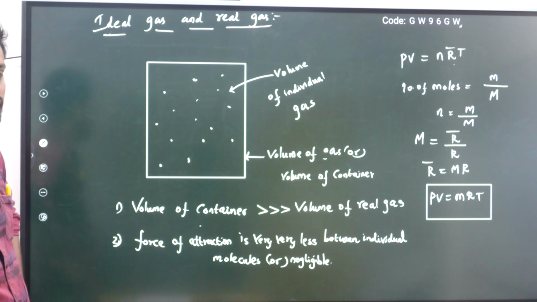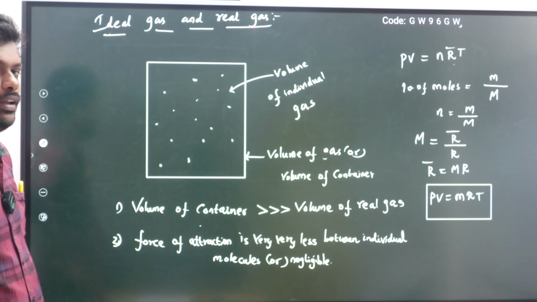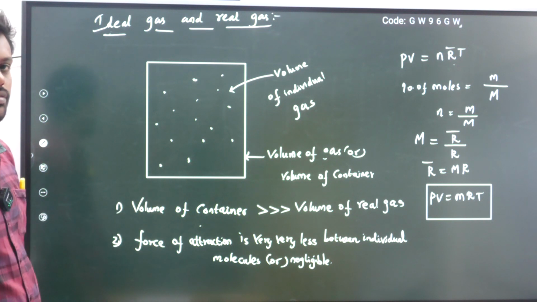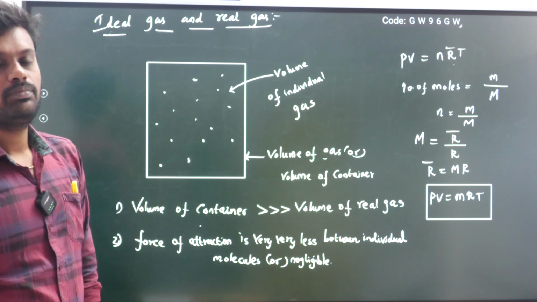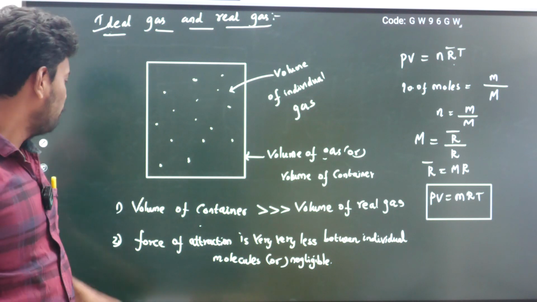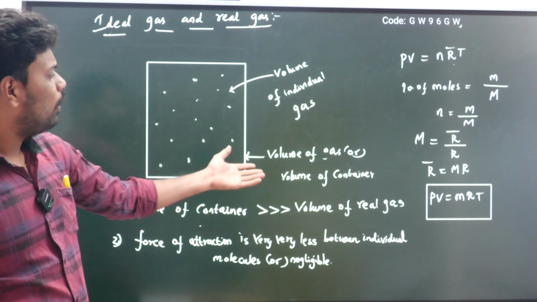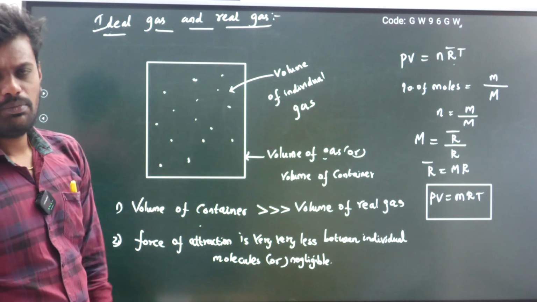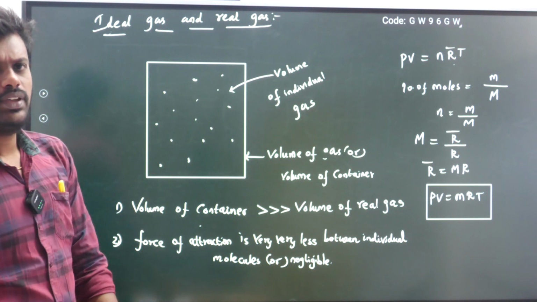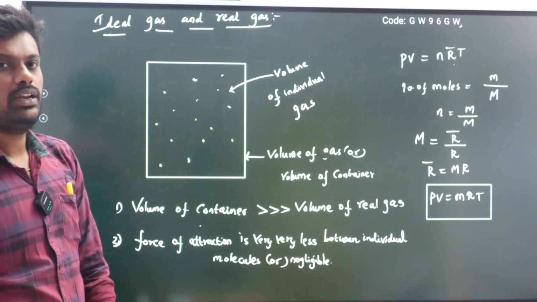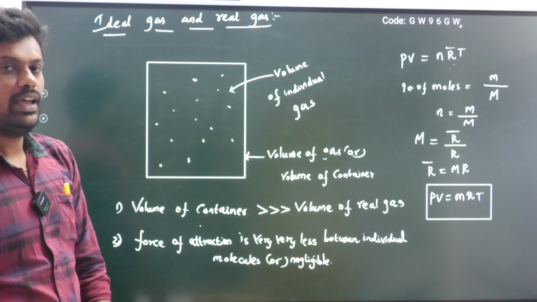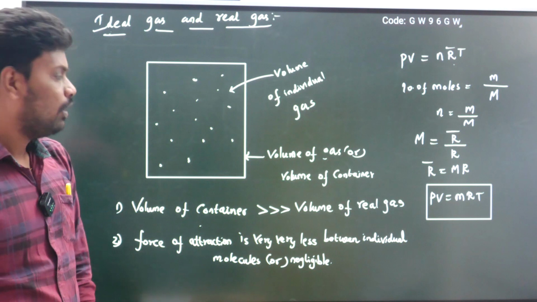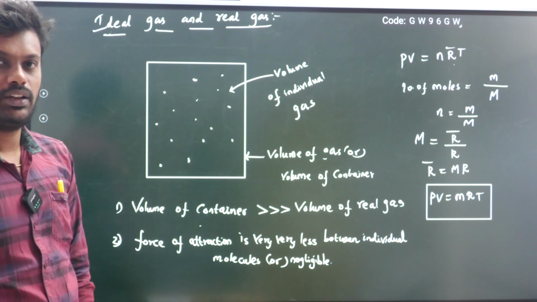Again I am just recalling it. I have taken one container. In the container I filled the gas, so I can say the volume of the gas is equal to the volume of the container, right? So both are equal. I can either say volume of gas or volume of container. Why? Because the gas is inside the container, so the gas occupies the whole volume of the container, so I can say the volume of the gas is equal to the volume of the container, right?